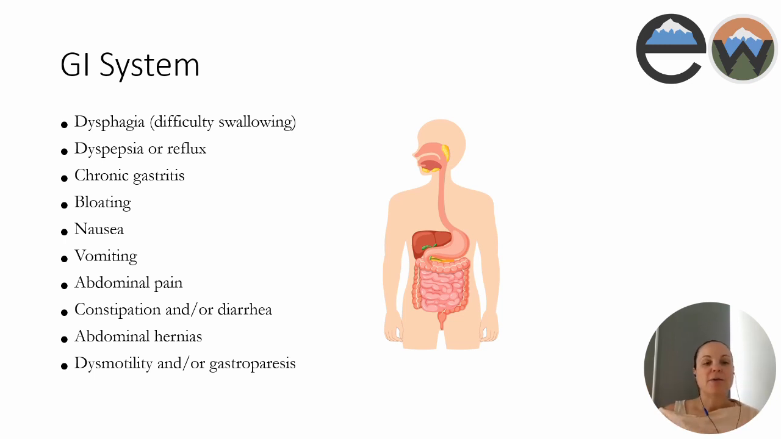But dysphagia, so difficulty swallowing, dyspepsia, reflux, chronic gastritis, bloating, nausea, vomiting, abdominal pain, constipation and/or diarrhea, swinging back and forth between the two can happen, abdominal hernias, and dysmotility and gastroparesis, so basically slowed or fast motility. All of these are actually pretty darn common when there's a connective tissue pathology.